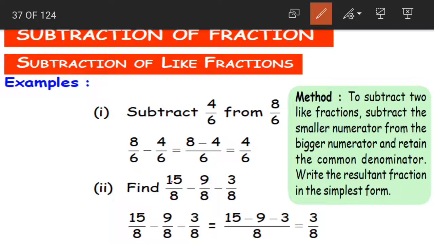Now coming to 15 by 8 minus 9 by 8 minus 3 by 8. Again, all these three are like fractions. So we'll just simply subtract the numerators. 15 minus 9 minus 3 divided by, we'll retain just a single common denominator, that is 8. 15 minus 9, 6. 6 minus 3 is equal to 3. What is the answer, children, of subtraction of like fractions? 3 by 8 is our answer.